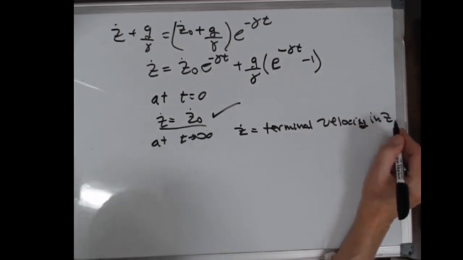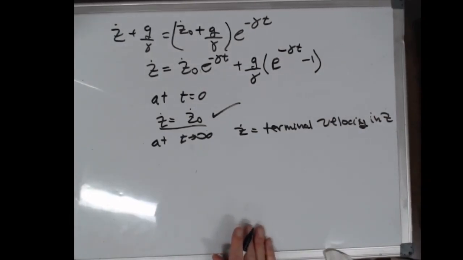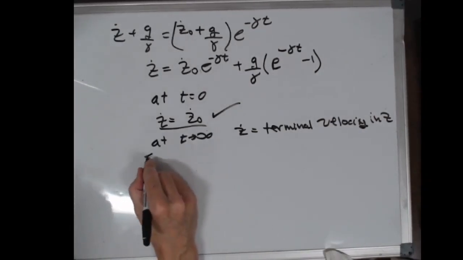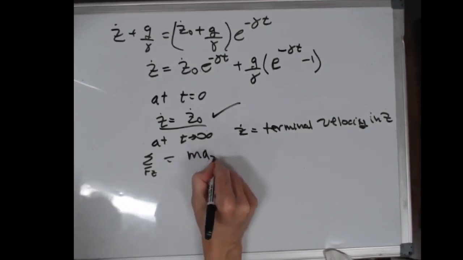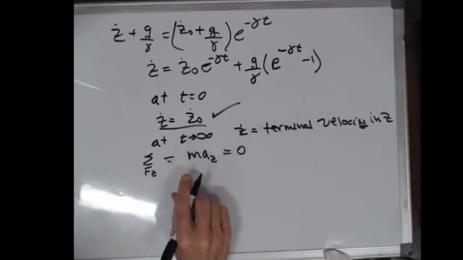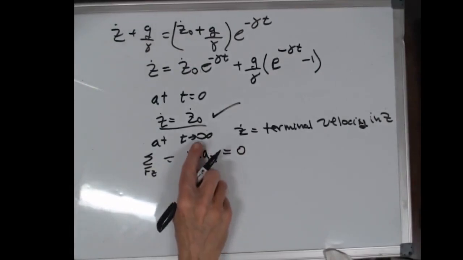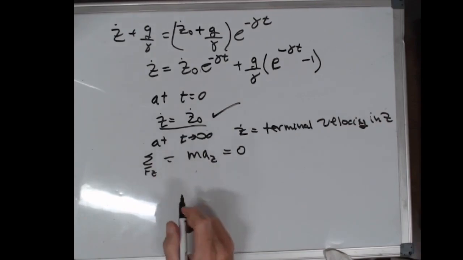In z, right? I'm not worried about the x and the y now, and so I can just say, look, the sum of the forces in the z direction is equal to the mass times the acceleration in the z direction. But that's just going to be 0 because I'm at terminal velocity. I've waited a long time, and the drag force is now equal to the gravitational force.